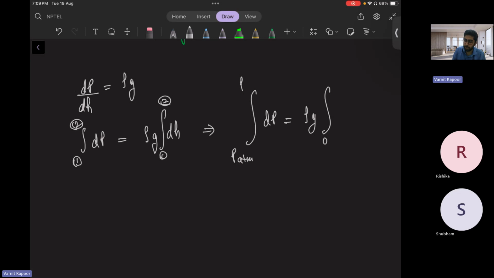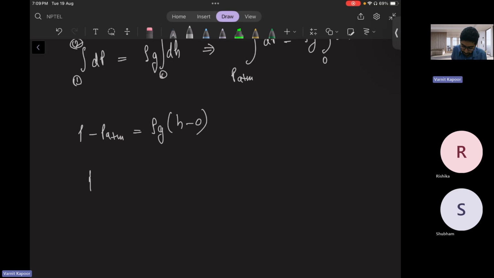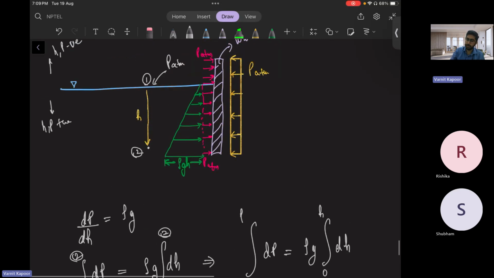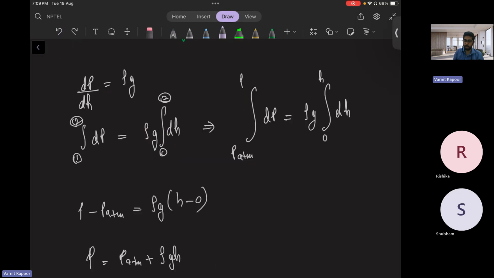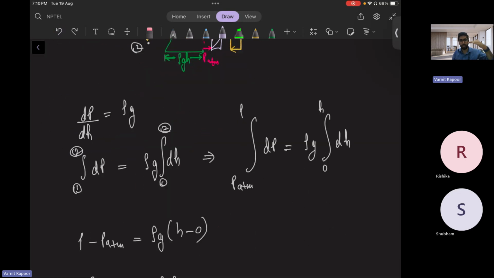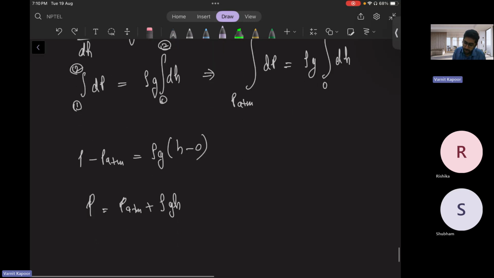What is height at point 1? It is 0. And at point 2 it is h. Now integrating, P minus P atmosphere is equal to rho g h minus 0. So pressure P is P atmosphere plus rho g h. So the left hand side of the wall experiences P atmosphere plus rho g h. As the height changes, h1, h2, h3, till the bottom it is h we have considered. So this is your expression.